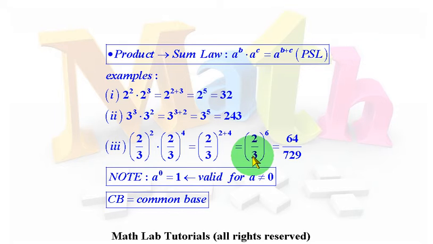And of course, (2/3) to the power 6 just becomes 2/3 multiplied by itself 6 times. And you can certainly use the calculator on this to give you 64 over 729.